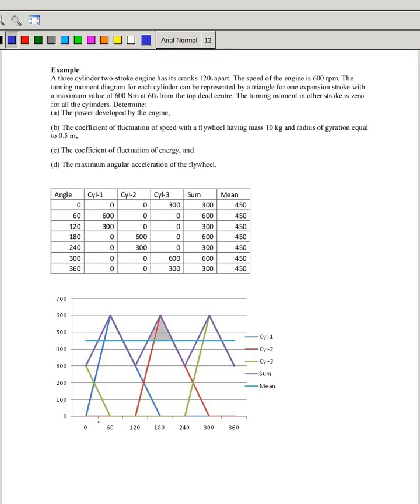Suppose this blue one is coming from the first cylinder. So 0, then after 60 degrees it is going to maximum, then at 180 degrees it's coming to 0 again, and after 120 degrees the other cylinder fires, then this is for the other cylinder, the red one, then this green one. Now if you add these three torques, you get the violet one.